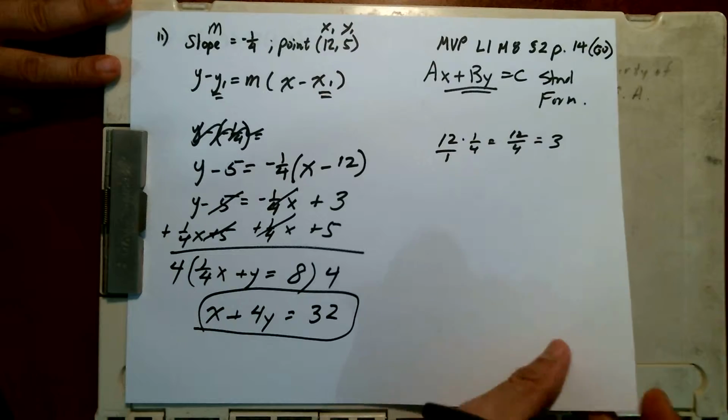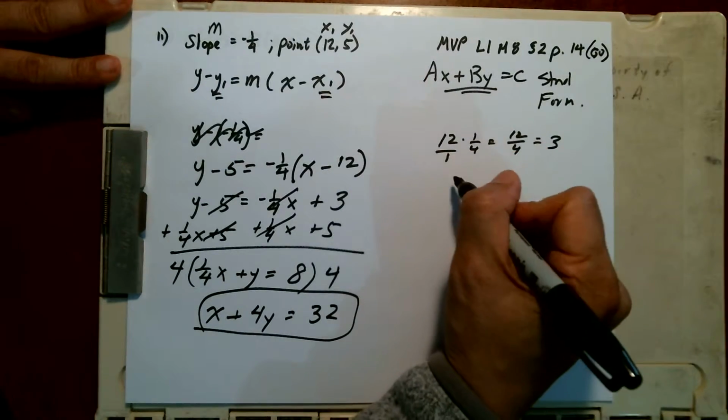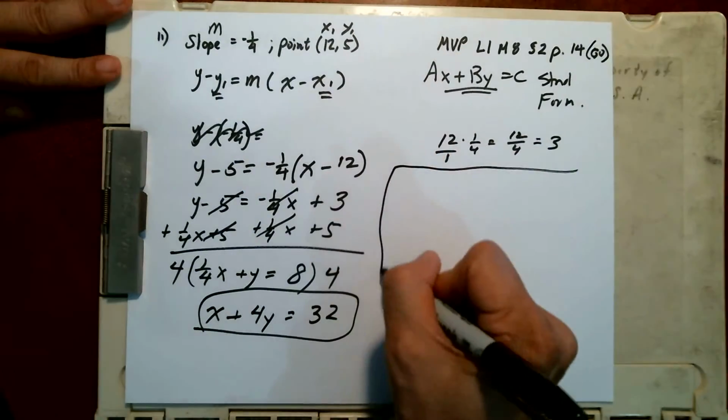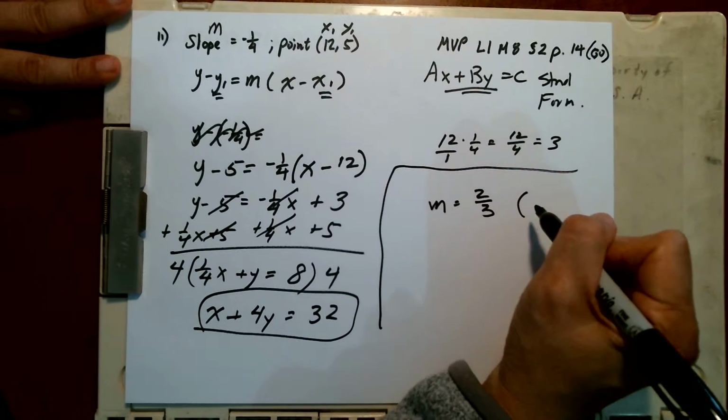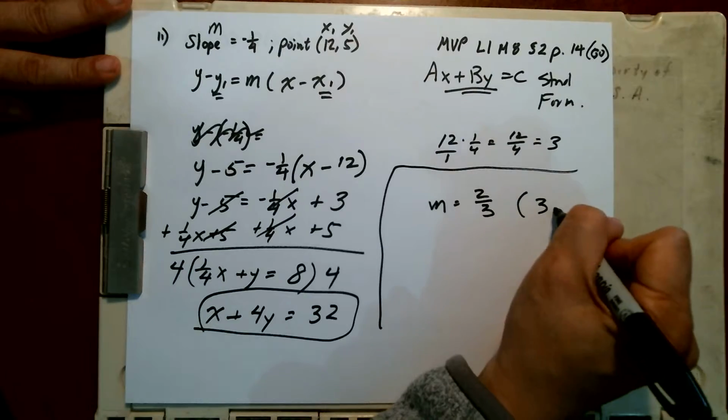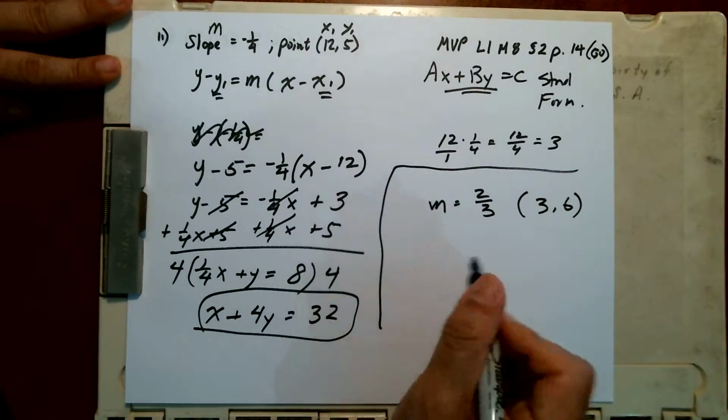Okay, make sure you can do something like this. If you're given, try this problem just in case. M equals 2/3 and go to the point 3, 6. Okay, and try to change it into standard form.